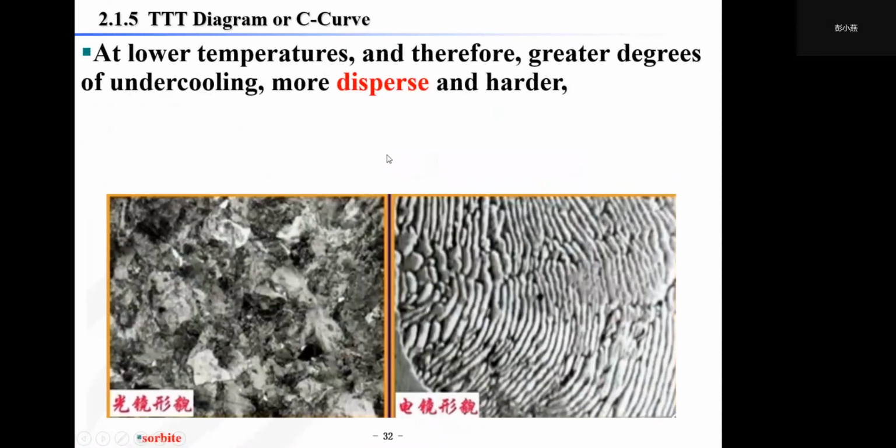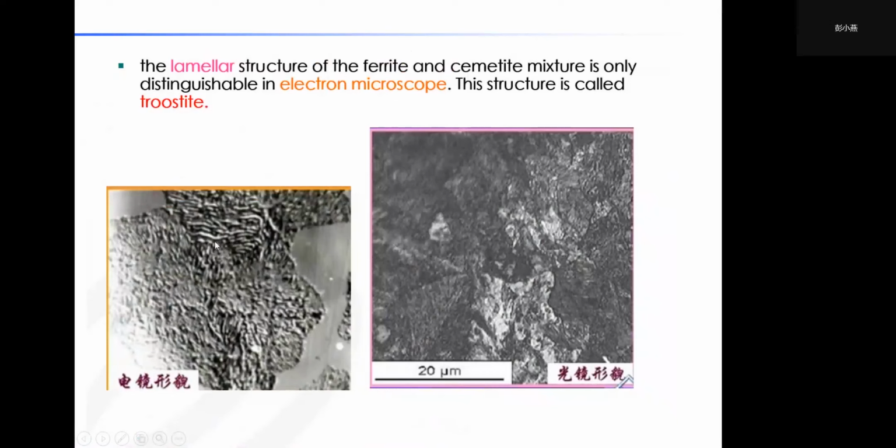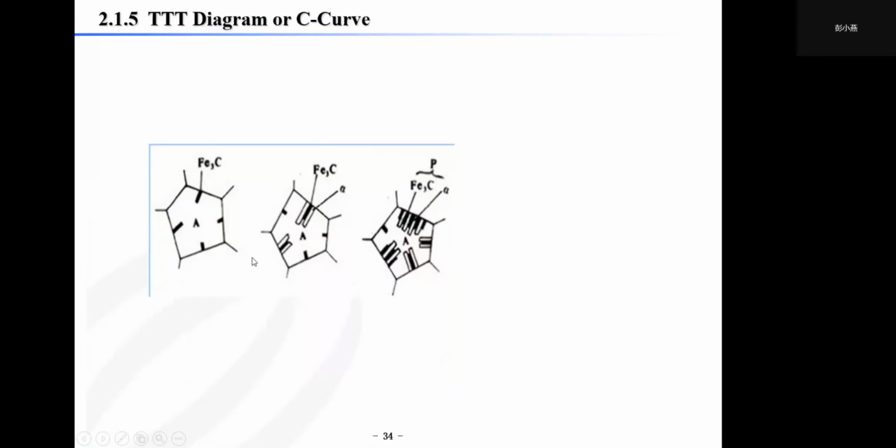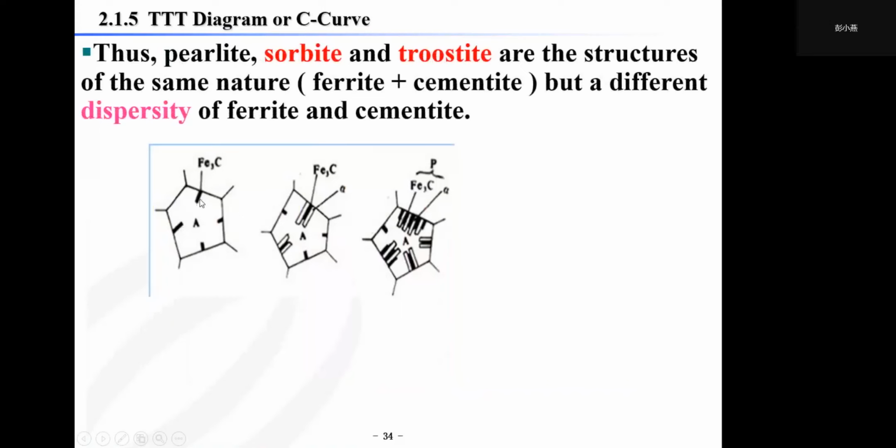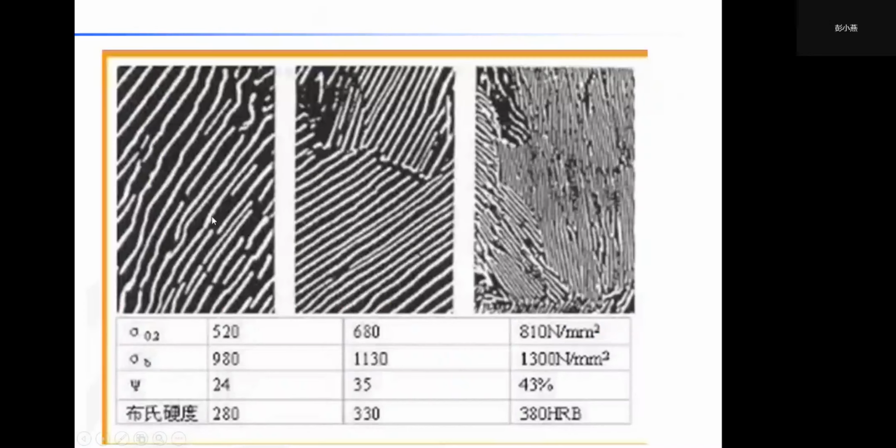Okay, and at lower temperature and with greater degrees of undercooling, the structure is more dispersed and harder, and the lamellar structure of the ferrite and cementite mixture is only distinguishable in an electron microscope. This structure is called sorbite. Thus, pearlite, sorbite, and troostite are structures of the same nature, a mixture of ferrite and cementite, but with a different dispersity of ferrite and cementite. And this is some mechanical properties of the pearlite.